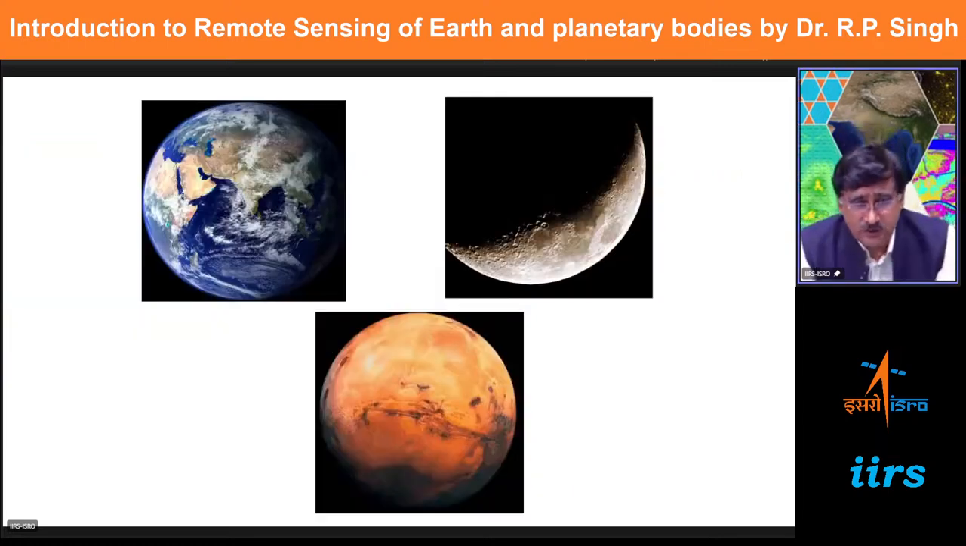Okay, if you see this particular picture, you are seeing Earth, Moon, and Mars. By seeing the picture itself, you will be able to say which picture is of Earth, which is of Moon, and which is Mars. Obviously, the blue-looking picture with diverse color is Earth, the relatively black and white picture is Moon, and the reddish-looking picture is Mars. Why do such colors come out of a planet?